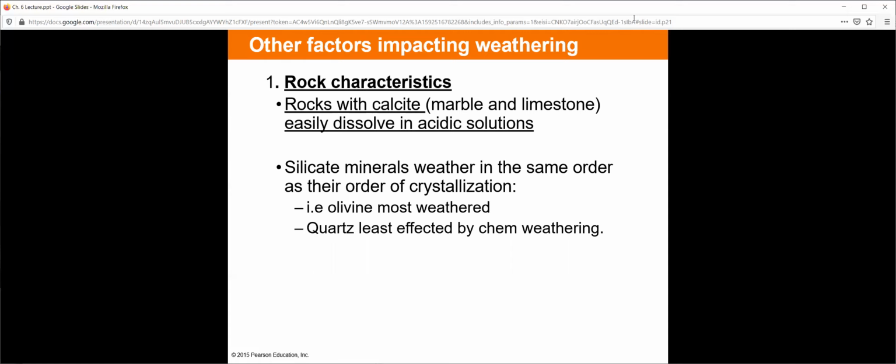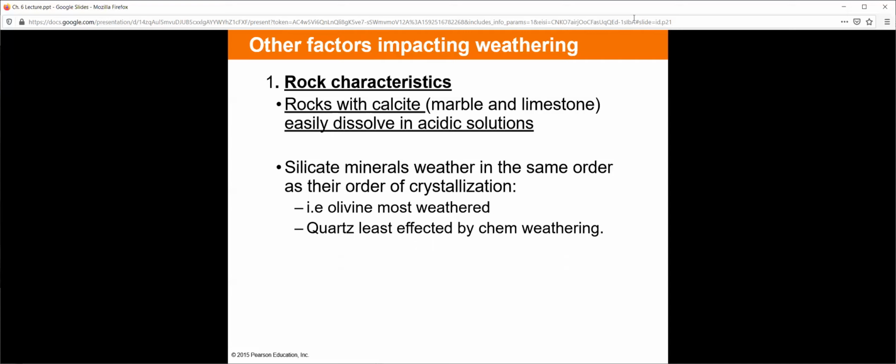Cool. Let's talk about some other important factors in weathering. First of all, we should talk about certain rock characteristics, such as rocks with calcite. Calcite is easily dissolvable in acidic solutions, marbles and limestones, for example. If you have calcite and you have something acidic, the calcite dissolves very rapidly, allowing the water to get inside the rocks that the calcite was once holding.